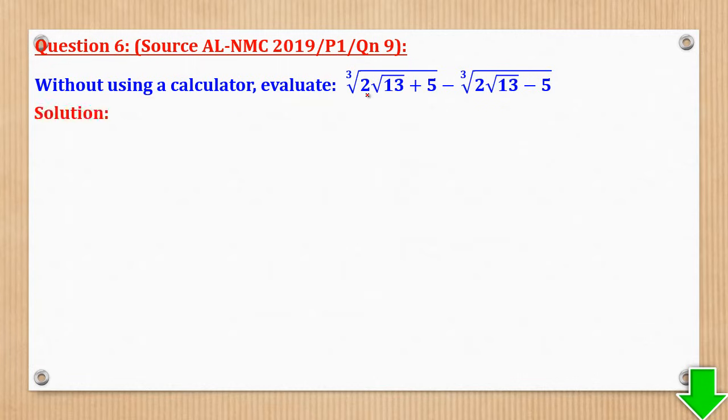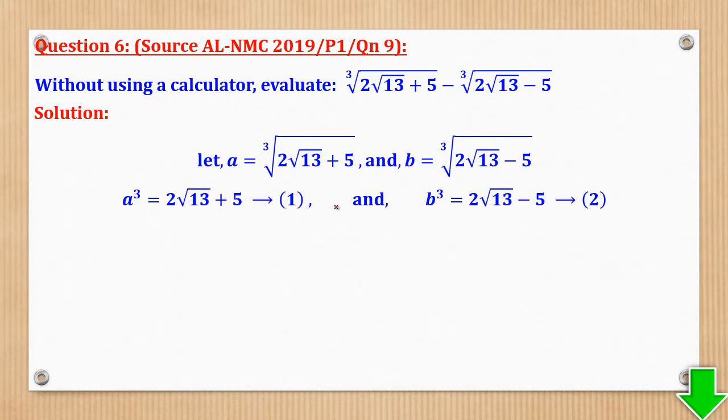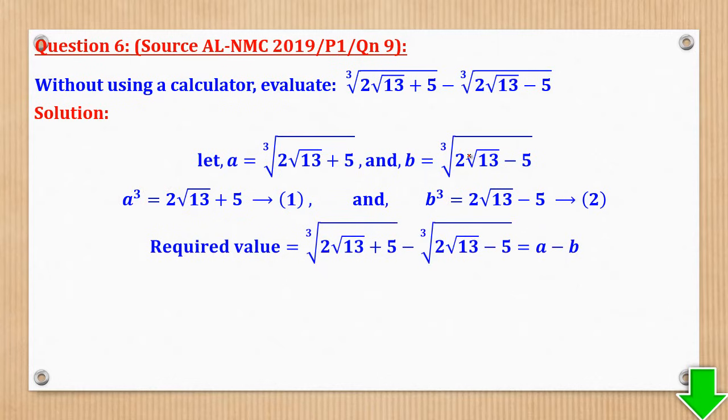Okay? So what you're going to do, we shall let this be equal to A. And let this be equal to B. That means that now the whole expression they want is A minus B, like that. So if I remove this root, it means that the cube root, it means that I have to cube both sides. So A cubed will be equal to this, what is inside the cube root. Then also B cubed will be equal to what is inside the cube root. So required value is A minus B, because this is A, this is B.